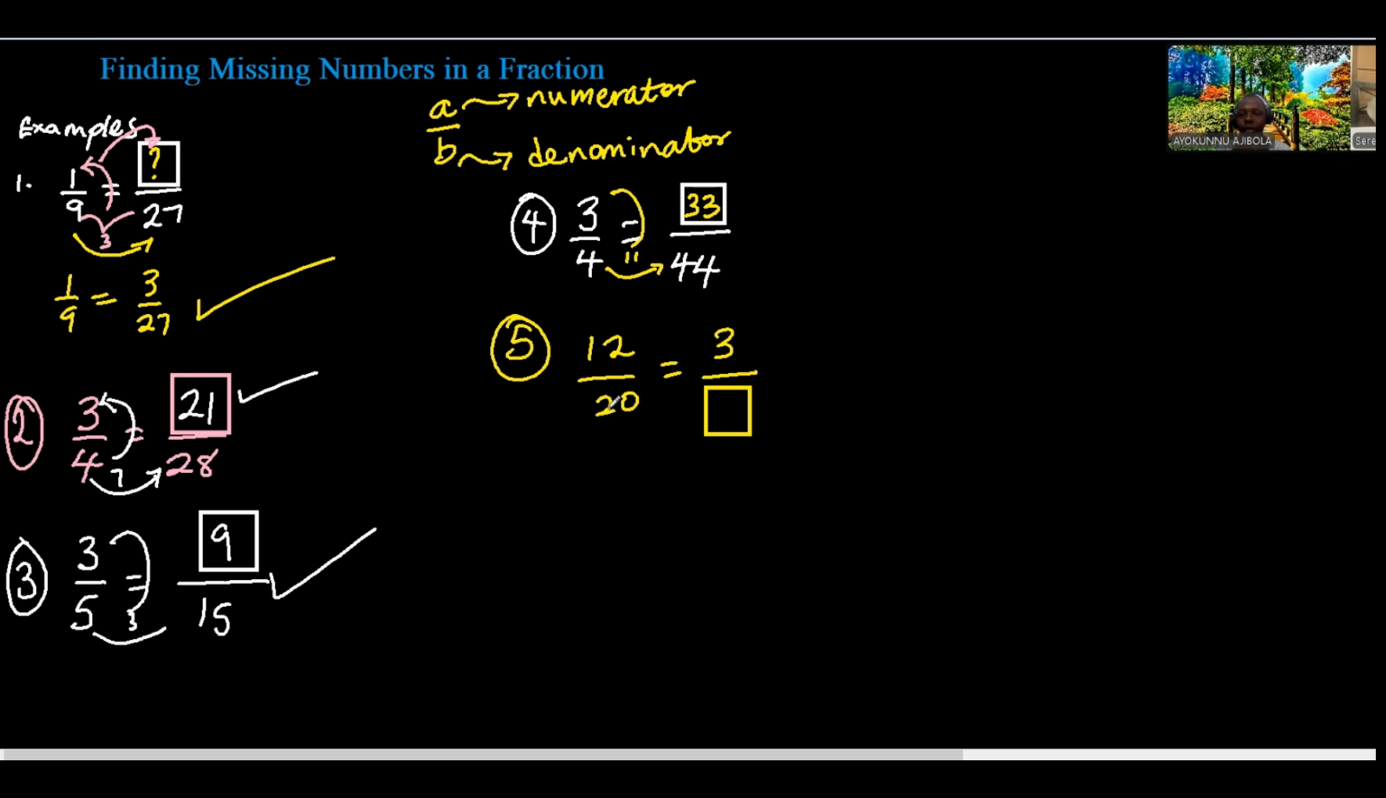Oh, it's not going to be multiplication, it will be division, okay? Okay, can you hear me? Yes. Yeah, this is going to be division. So let's say, what number can divide this to give me 3?